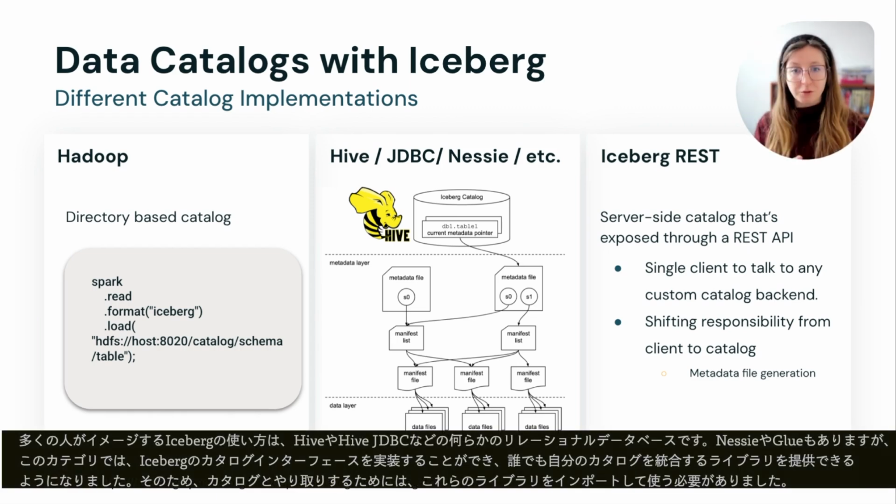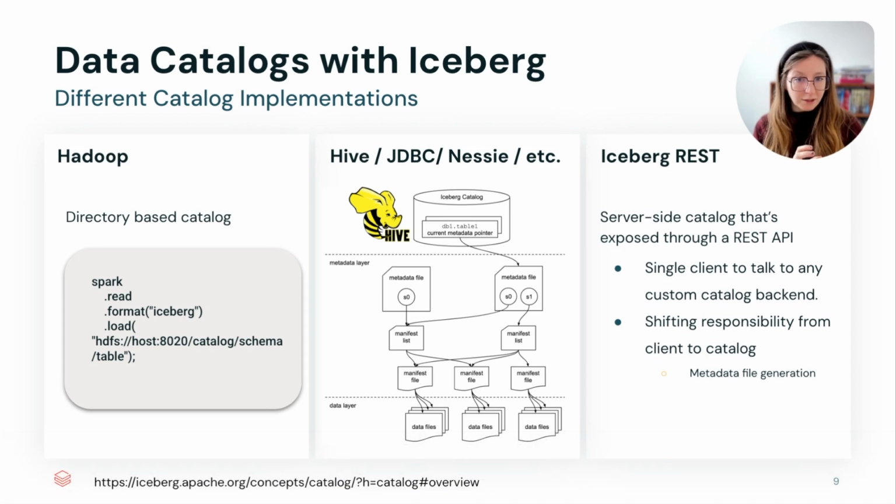We have what most people, I think, use in terms of legacy usage of Iceberg: Hive or some sort of relational database. So like Hive, JDBC, there's Nessie, there's Glue. And I think in this category, what happened was there's actually an Iceberg catalog interface, and anyone could go ahead and implement that interface and start offering libraries of how to integrate their catalog. So you had to import these libraries to figure out how to interact with the catalog itself.